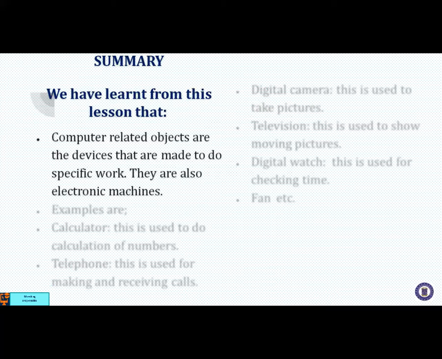Some of them use dry batteries. Batteries are also electric. They give them power to do their work. Without the battery, they cannot work.